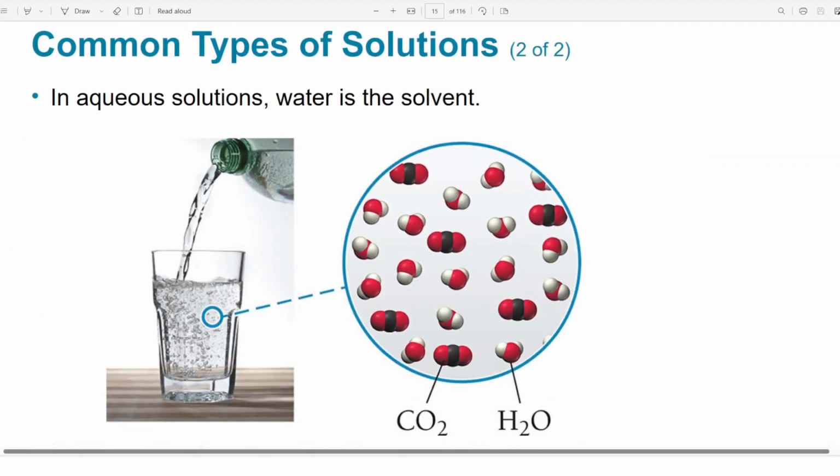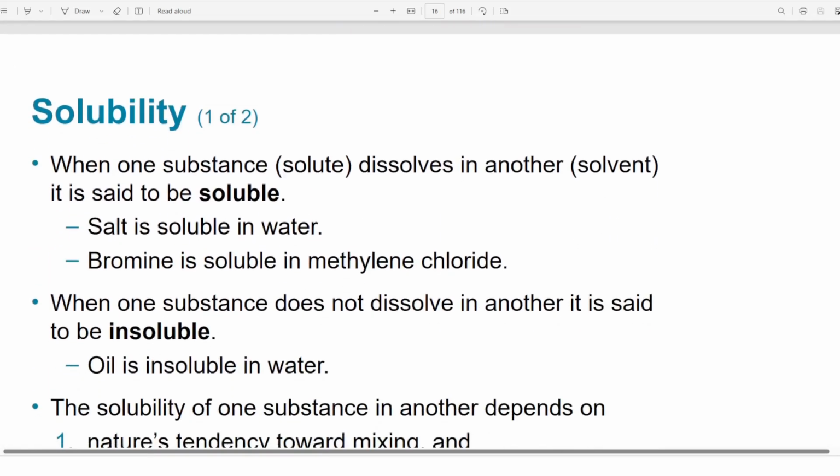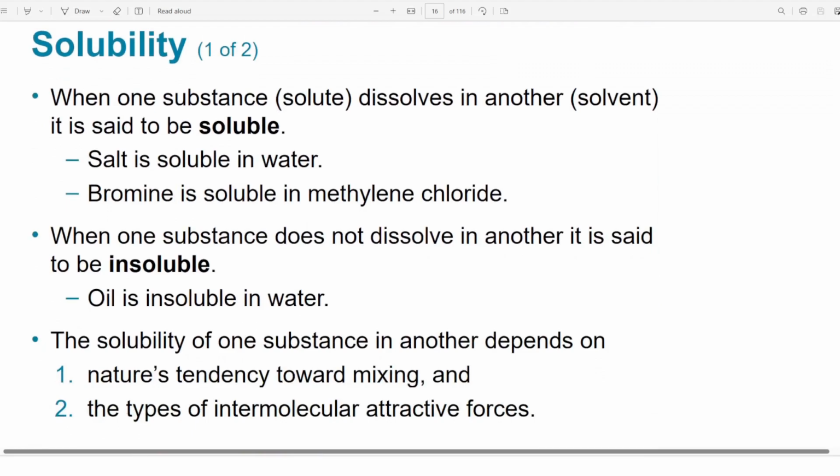In aqueous solutions, which are most of the solutions we'll be discussing, water is the solvent. So that means water is the majority component. When one substance dissolves in another, it's said to be soluble. Salt is soluble in water. Bromine is soluble in methylene chloride.